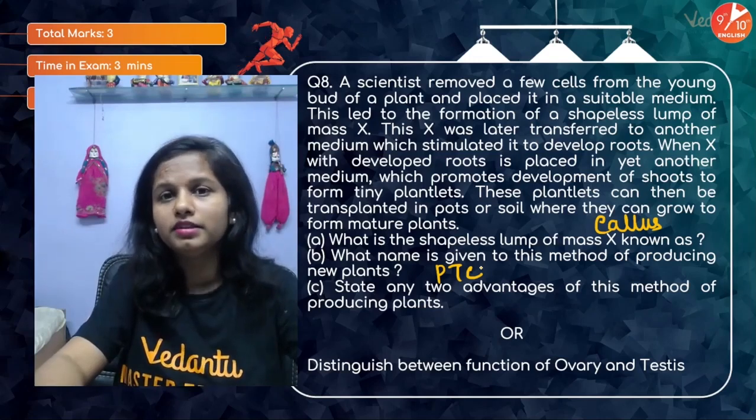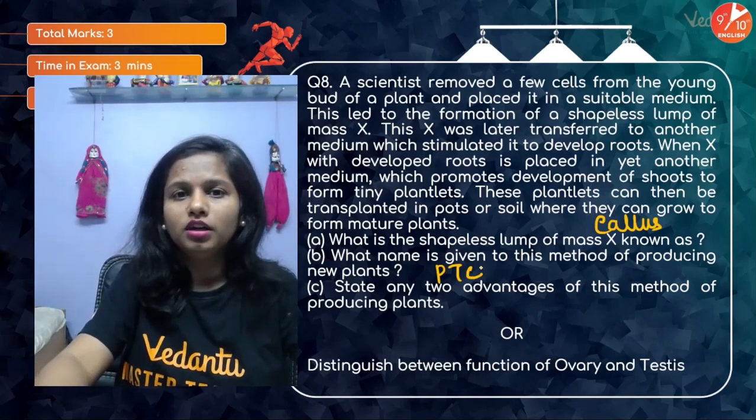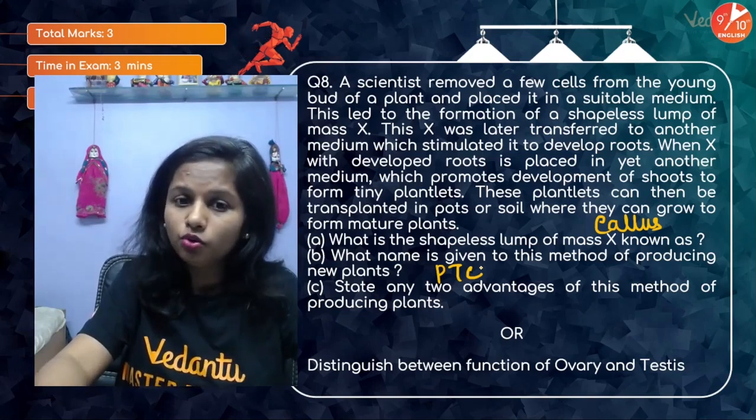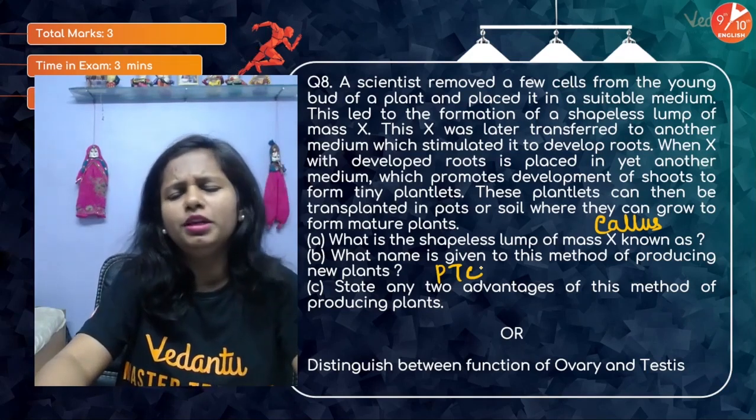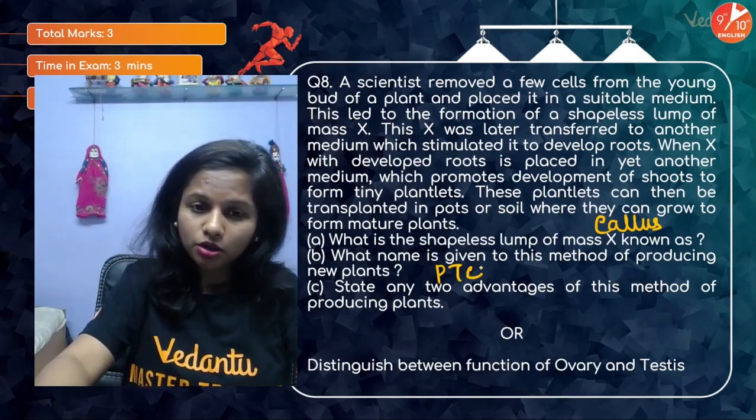Genetically identical plants can be grown. Plants can be grown in a controlled environment. It is helpful in growing ornamental plants. There are so many benefits. You can grow multiple plants in a very short term.